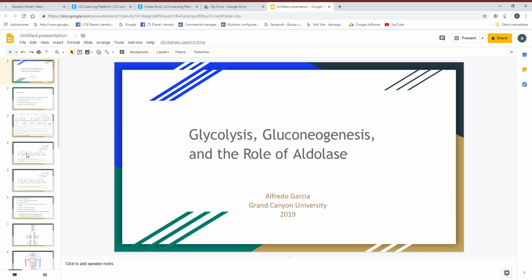Glycolysis, gluconeogenesis, and the role of the enzyme aldolase.